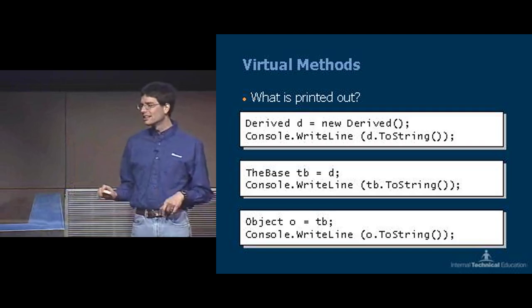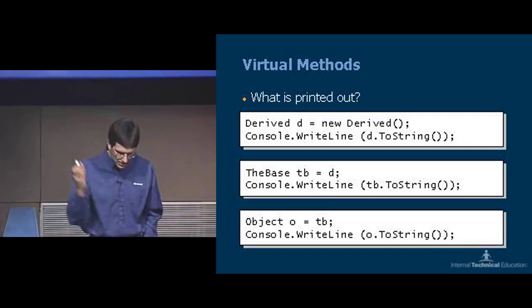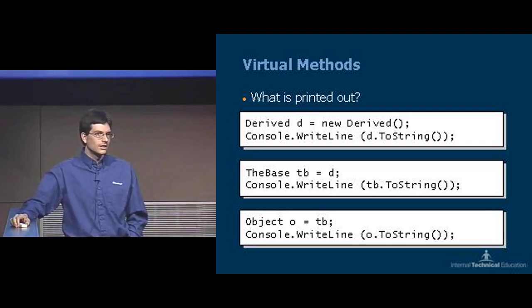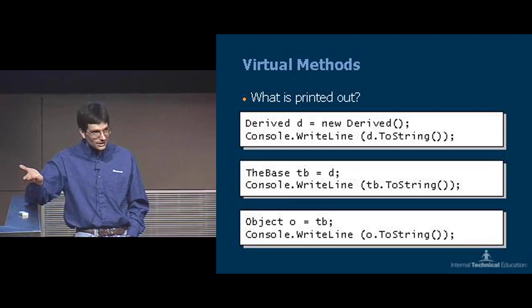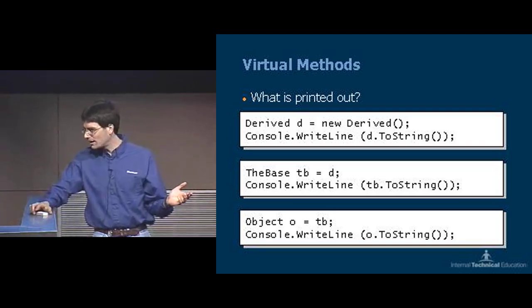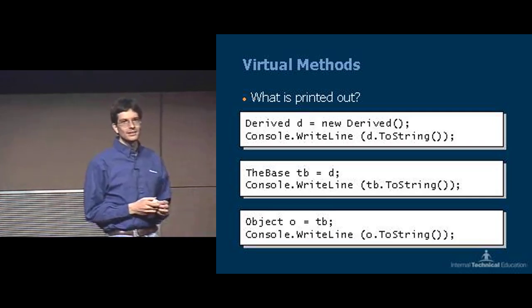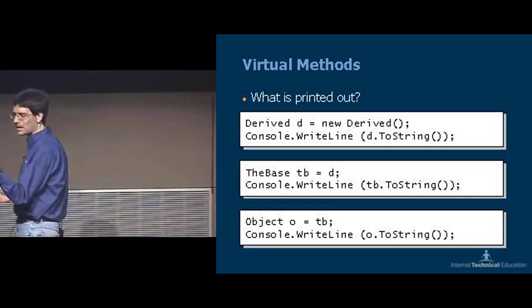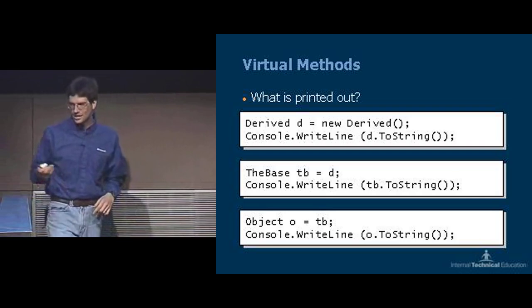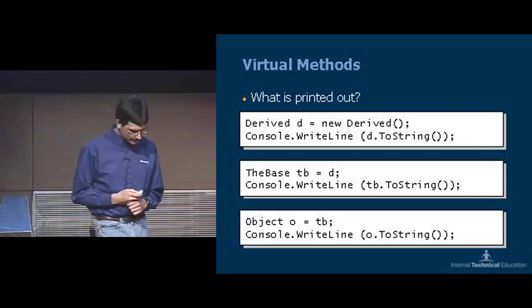Okay, let's keep going. So object. Now I cast it to object, and I call object.toString. You get hello from derived. Hello from derived. Hello from the base. The instance. What would be the name of the type? What do I get? The runtime type. Yeah, the runtime type. Right. That's what object.toString would do.